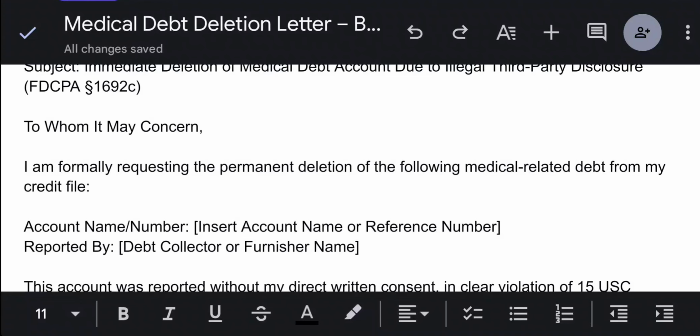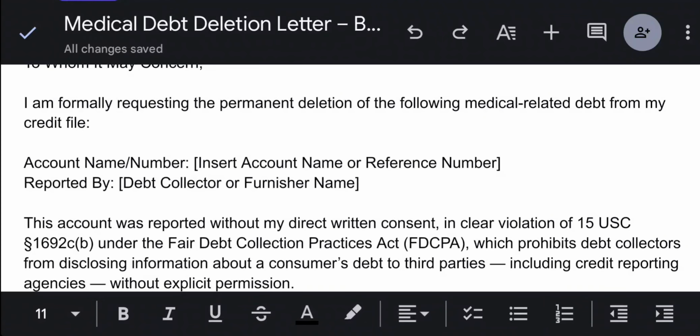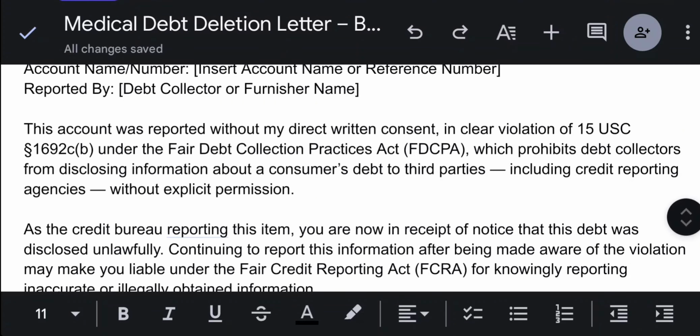So you include the account name and number as is listed on your consumer report. Remember that across the board, not giving anything extra. Reported by, and you show who it was reported by. That's the company as it's showing up. And then say, this account was reported without my direct written consent in clear violation of 15 U.S.C. 1692CB under the Fair Debt Collection Practices Act, FDCPA, which prohibits debt collectors from disclosing information about a consumer's debt to third parties, including credit reporting agencies, without explicit permission.